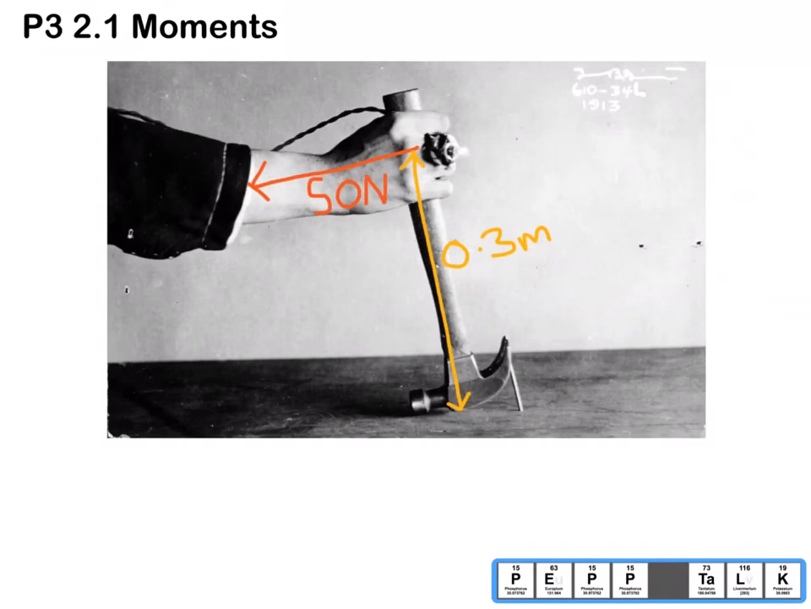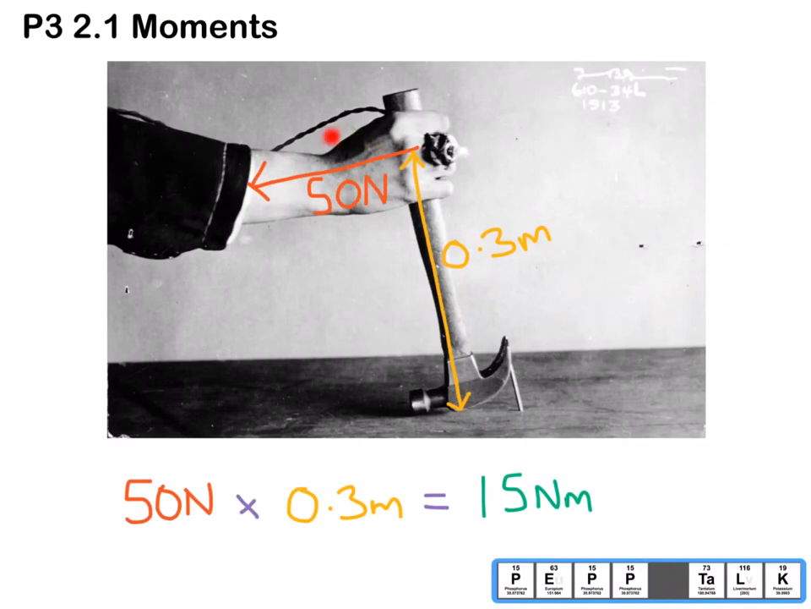So hopefully you've had a go there, and what we should see is, if we do the working out for this one, we can see that the force being exerted was 50 newtons up here, so 50 newtons multiplied by the perpendicular distance from the line of action, which was 0.3 meters. So it's just 50 multiplied by 0.3 gave me a value of 15 Newton meters.